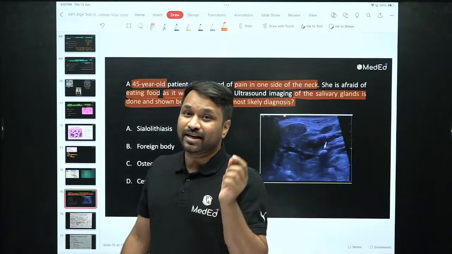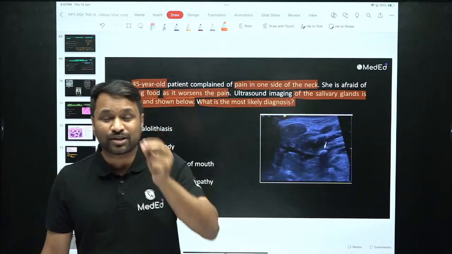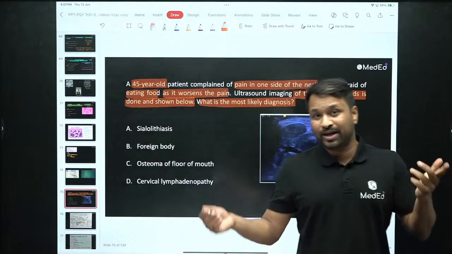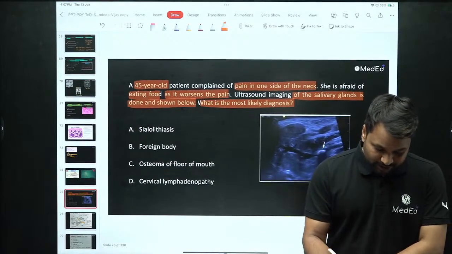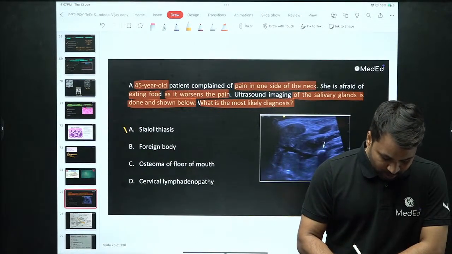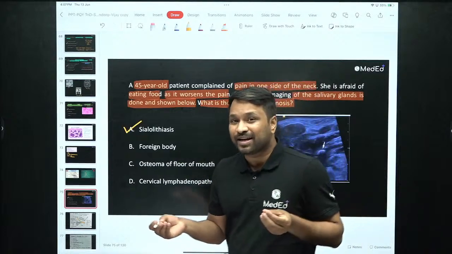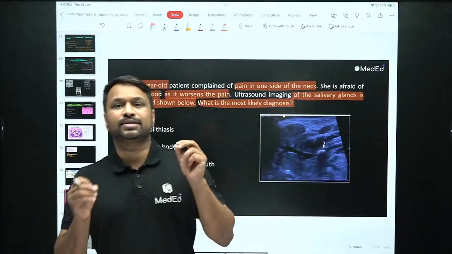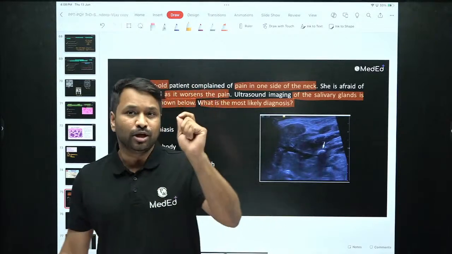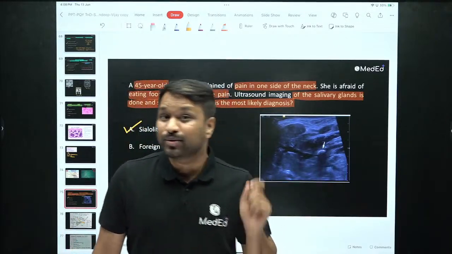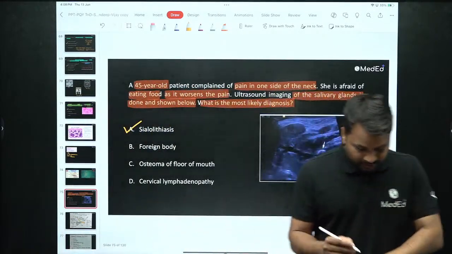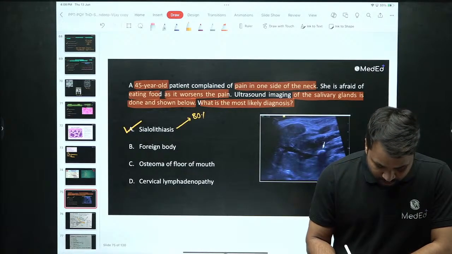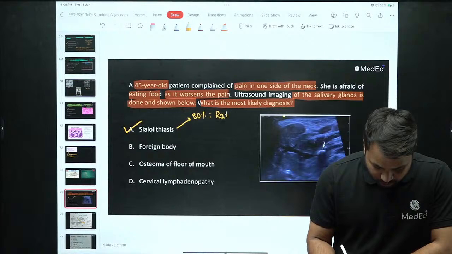Now, what is the condition where the pain increases on eating food? It is going to be your salivary gland pathology. Example is going to be sialolithiasis. So this is a case of sialolithiasis. When you talk about sialolithiasis, that is stones, remember 80% of sialolithiasis are going to be radio-opaque. Only 20% of them are radiolucent. Just quickly, the important point: remember 80% of the sialolithiasis are radio-opaque.